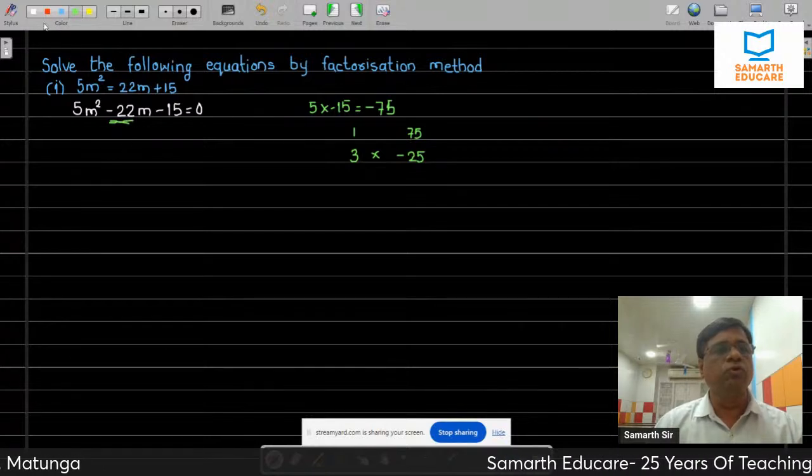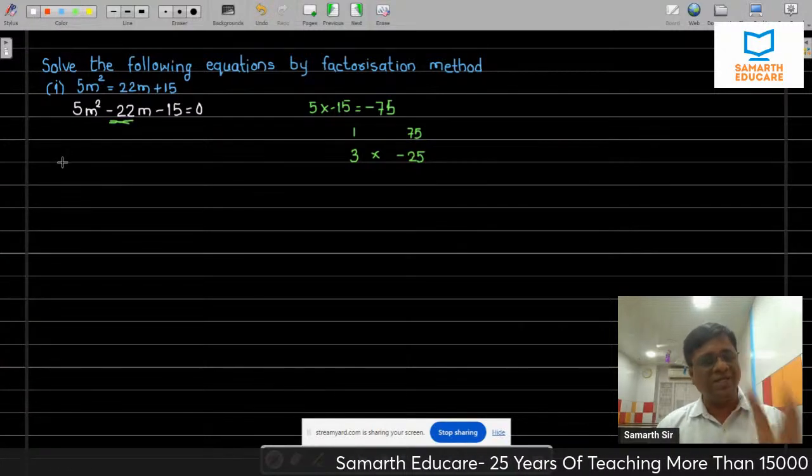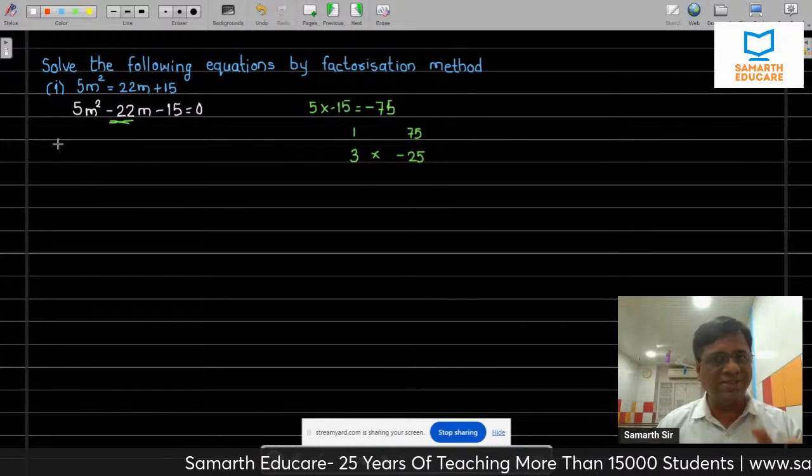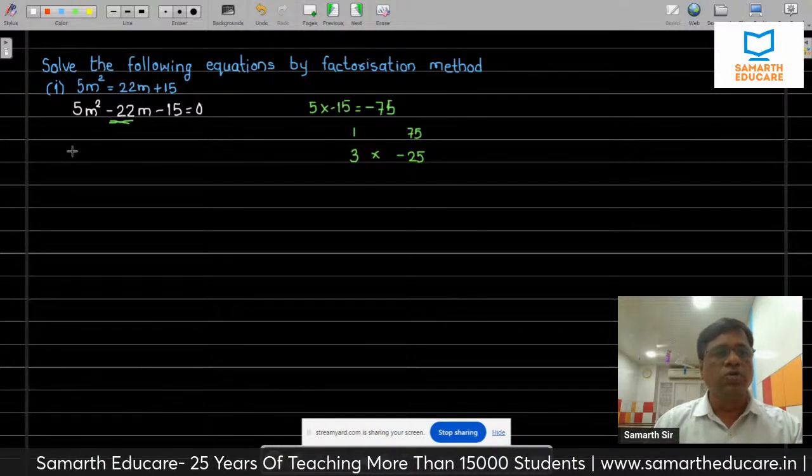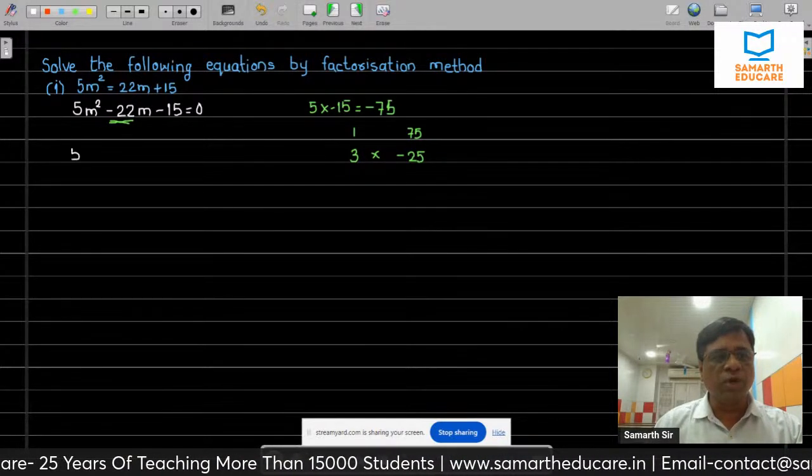So you have to look at this. So again, if ac is positive, look for addition. If ac is negative, look for subtraction. So if I go for it, 5m square.